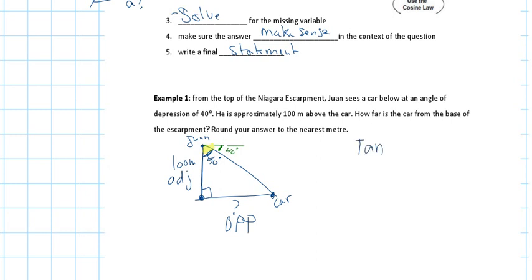What's my opposite? I don't know. What's my adjacent? 100. How do I solve for my opposite? Multiply 100 by tan 50. Remember, it's on the top that you're looking for, so you're going to multiply 100 by tan 50.